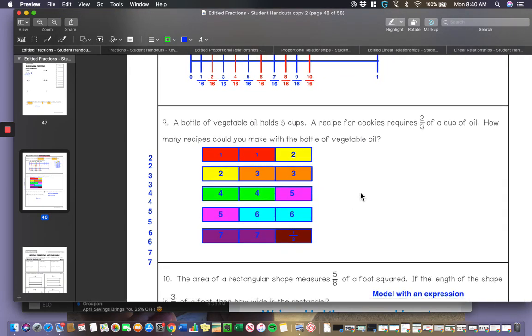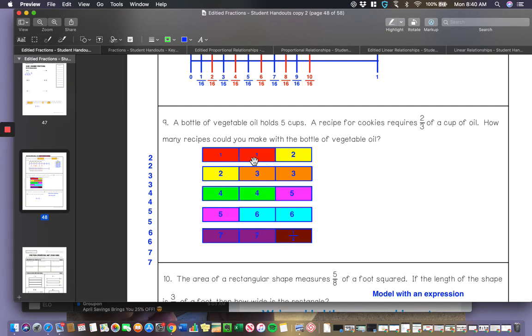Alright, so a real quick explanation one more time. Imagine you have a bottle of vegetable oil that holds 5 cups. A recipe for cookies only requires 2/3 of a cup of oil. So how many recipes can I make with the bottle of vegetable oil? Well, if I'm going to use that vegetable oil, I need 2/3 of a cup each time. The rectangle represents 1 whole cup. So I have 1 cup, 2 cups, 3 cups, 4 cups, and 5 cups. Those are my 5 cups of vegetable oil.